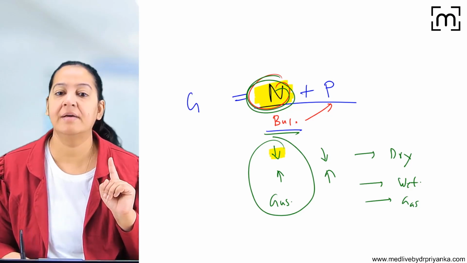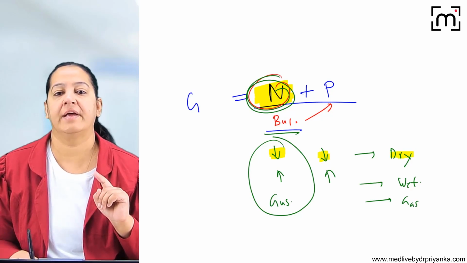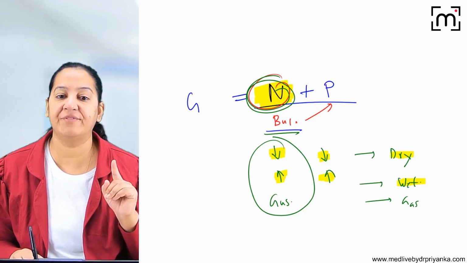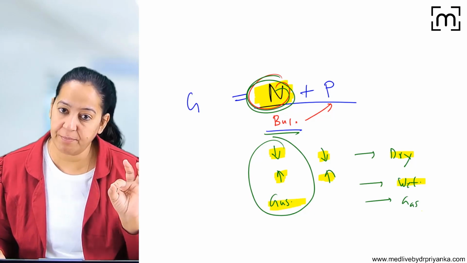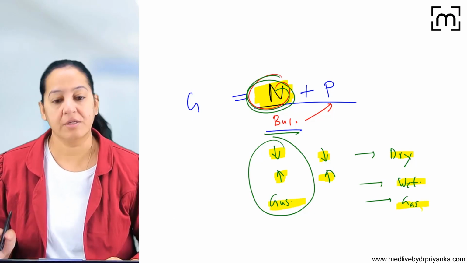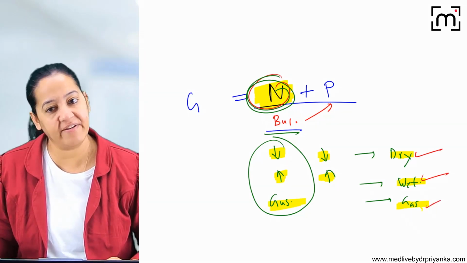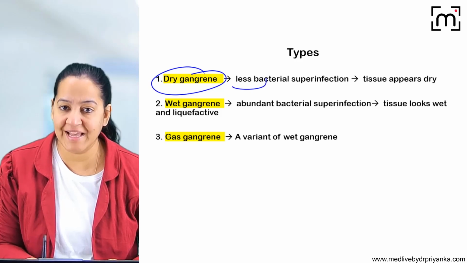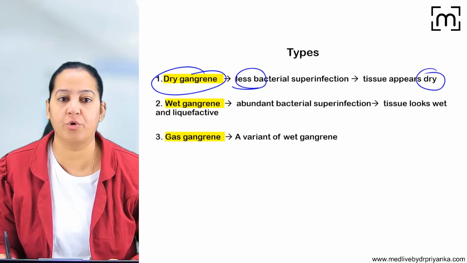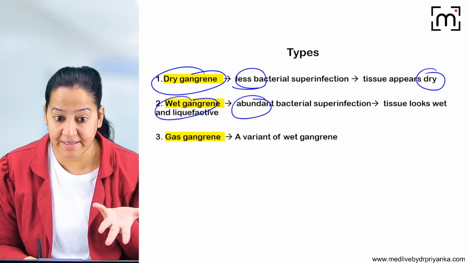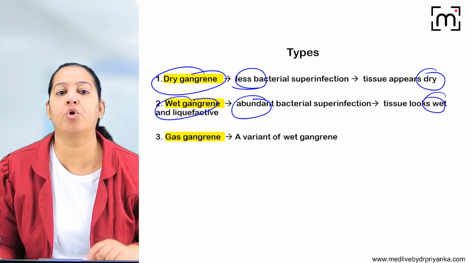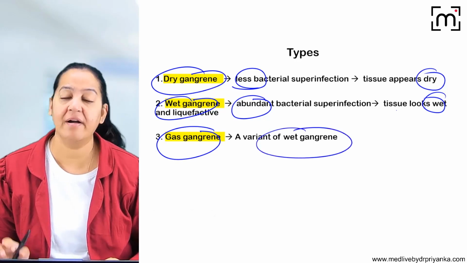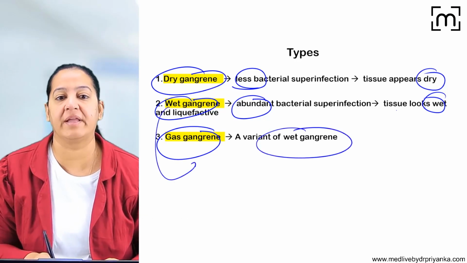If the bacteria are less, putrefaction is less, tissue looks dry. If the bacteria are more, putrefaction will be more, the tissue looks wet. And if the bacteria is a gas forming bacteria, along with the putrefaction there are gas bubbles also. So these are the three types: dry gangrene, less bacteria, less putrefaction, tissue looks dry. Wet gangrene, abundant bacteria, abundant putrefaction, so tissue looks wet because of liquefactive necrosis. And gas gangrene, the gas forming bacteria, is a variant of wet gangrene only.